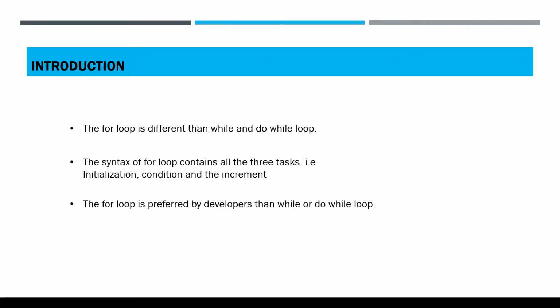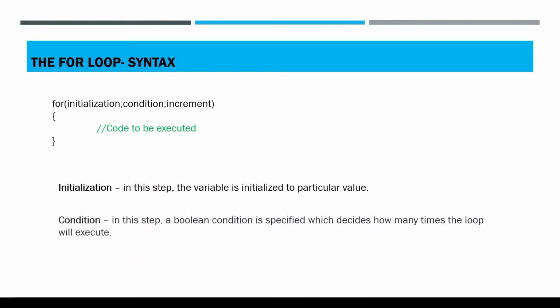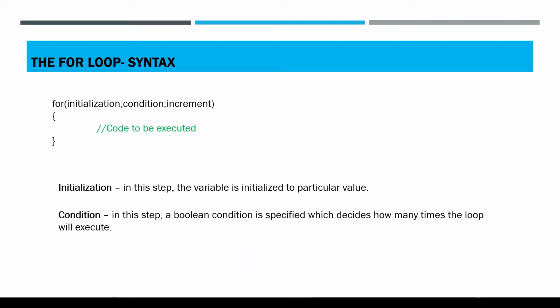Let's take a look at the syntax of the for loop. In the for loop, unlike the while and the do while loop, the initialization, condition and the increment is written together, and inside the curly braces the code is written that is to be executed. So as you know, in the initialization the variable is initialized to a particular value. In the condition step, a boolean condition is specified which decides how many times the for loop will execute, and in the increment step the value of the variable is either incremented or decremented.